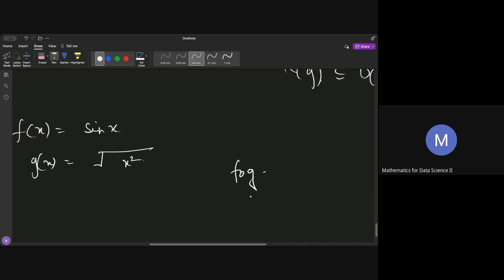This is a simple one variable function. This isn't even multivariable. Can someone answer this one? Is FOG a valid composition here?